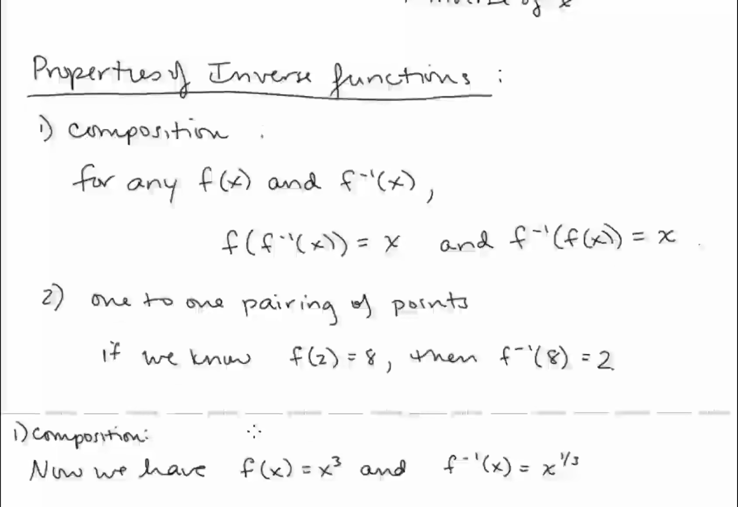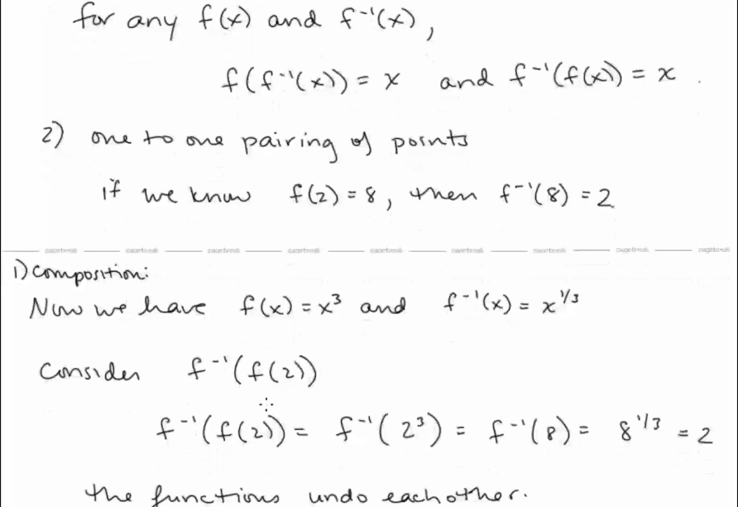Let's take a look at the composition property for f of x equals x to the third and its inverse function, f inverse of x equals x to the 1/3. And let's take a look at f inverse of f of 2. So first we're plugging 2 into f, and then we're taking that result and plugging it into f inverse. Now the defining property about inverse functions is that they undo each other, so we should end up with whatever we plugged in. We should end up with a 2. But let's take a look at that for these functions here.